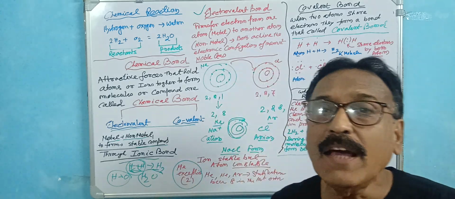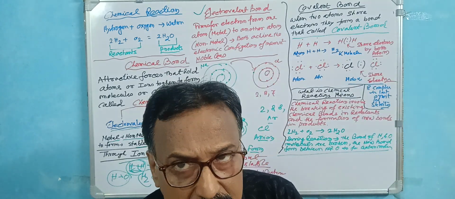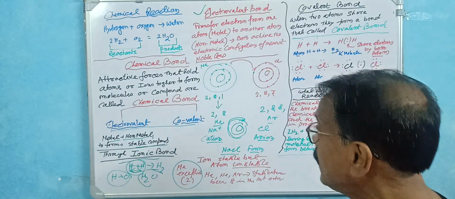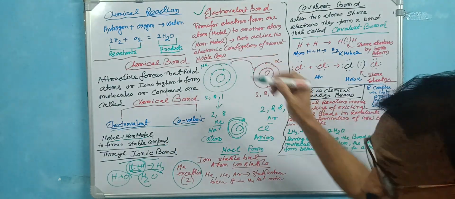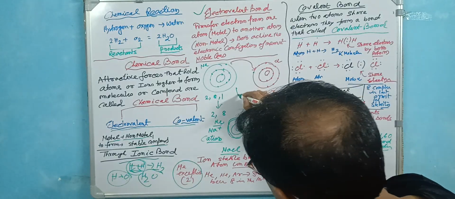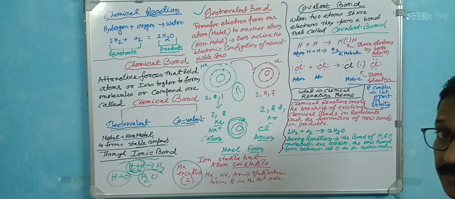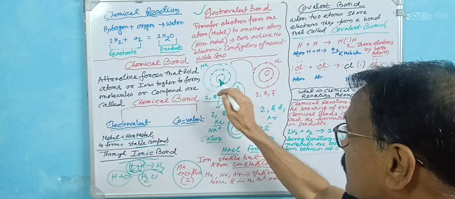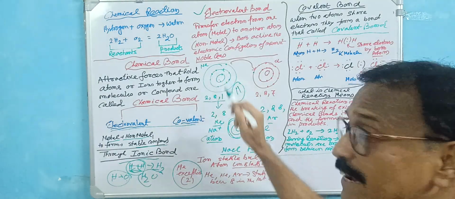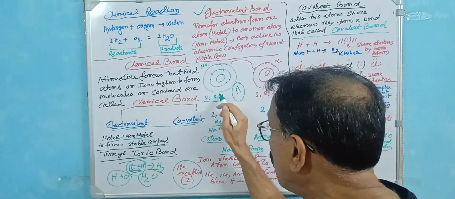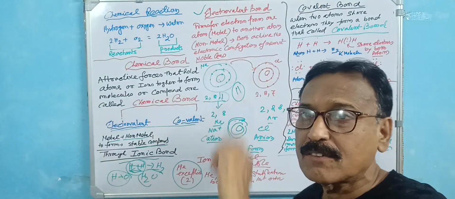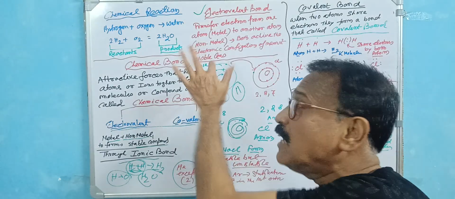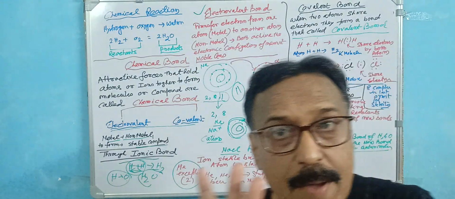So first, why do they donate or why do they receive? Because they do not have 8 electrons in the last orbit. In the case of sodium, remember the atomic number is 11, a very important thing. So what is the electronic configuration? First shell 2 electrons, second shell 8 electrons, 2, 8, 1. So the last shell has 1 electron, not 8 electrons. So this is an unstable condition. So the sodium atom is unstable.